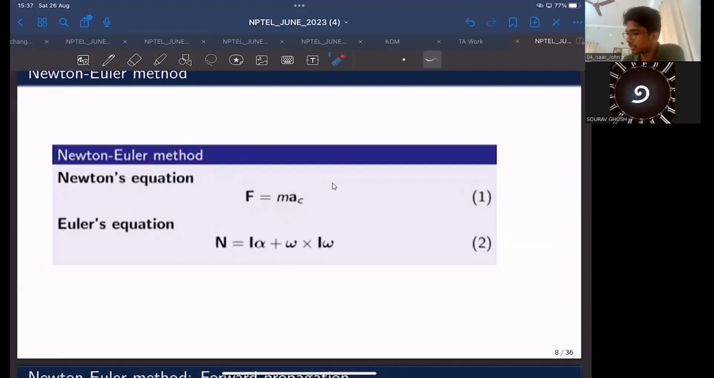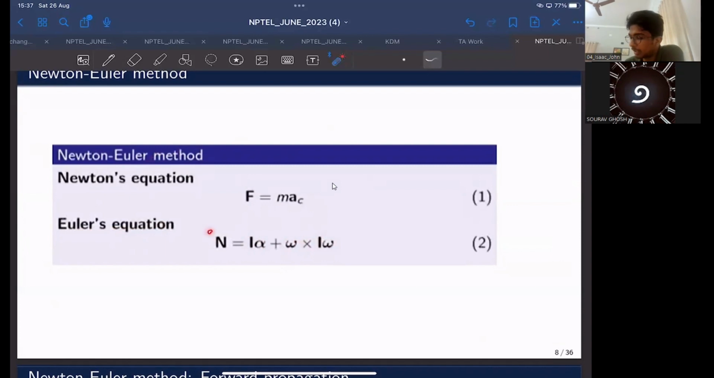It basically comprises two equations. One is from the conservation of linear momentum, that is Newton's equation. That is nothing but, for a rigid body, the force acting on the rigid body is simply mass times the acceleration at the center of mass of the rigid body. And from the conservation of angular momentum, Euler's equation is analogous to the linear equation, but it consists of I alpha, the moment of inertia times the angular acceleration, plus an additional term called omega cross I omega.